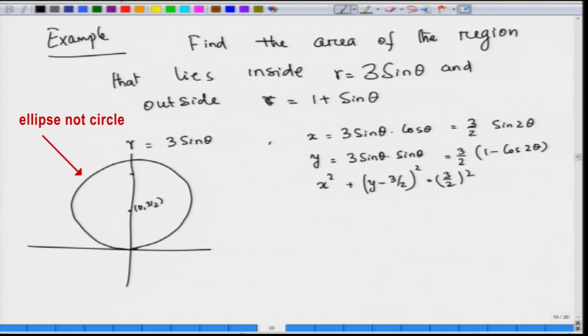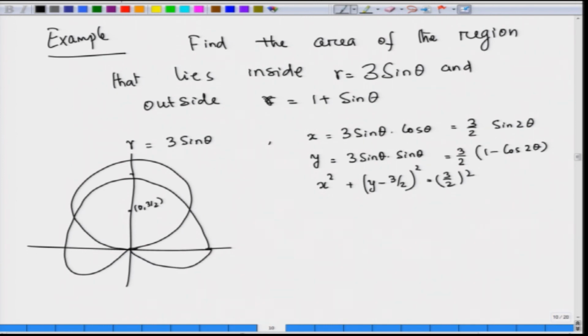Now, we have sketched the cardioid. So, this is 3 by 2, and this is 3. So, the cardioid is going to be something like this. We want to find the area of the region that lies inside this circle and outside the cardioid. That means we are interested in finding the area of this.